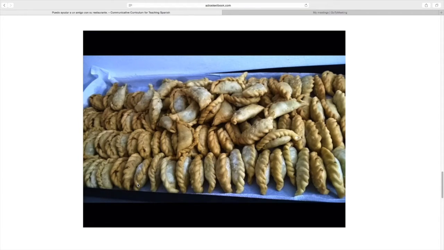"My friend makes empanadas. The empanadas are delicious. There are many different types of empanadas. There are chicken, there are beef, there are cheese. They even have sweet empanadas like pineapple or mango." And again, you're going to give them 20 seconds per picture. Let them say what they want.